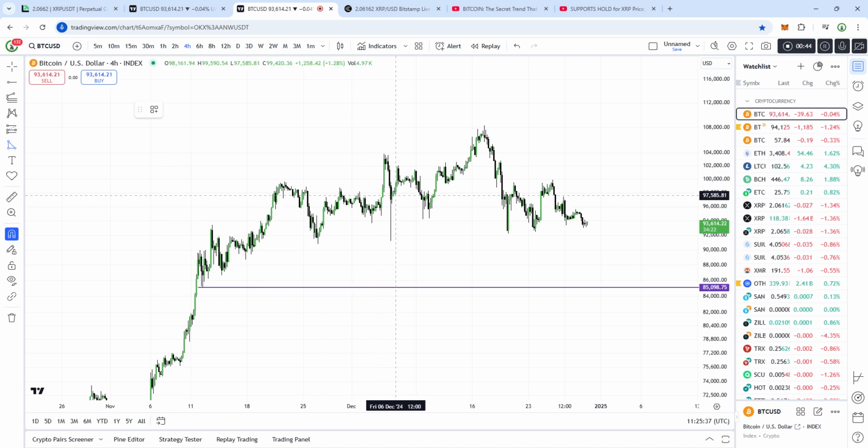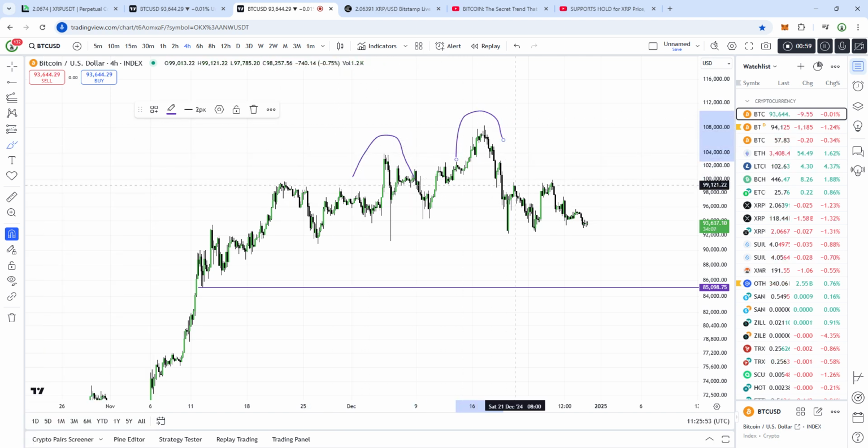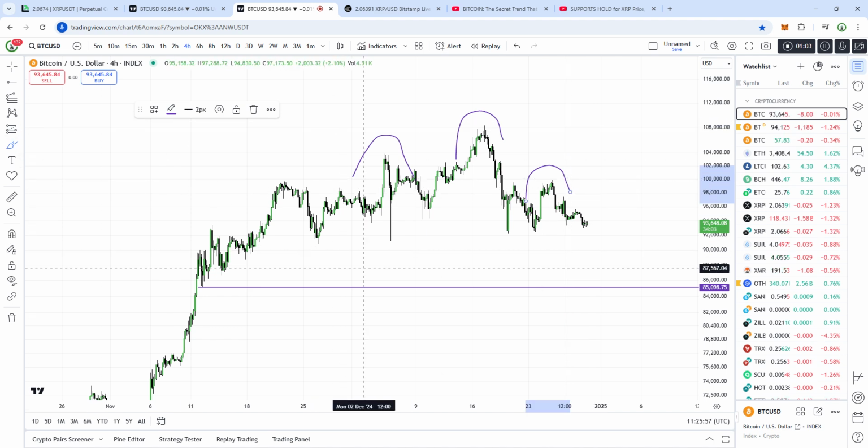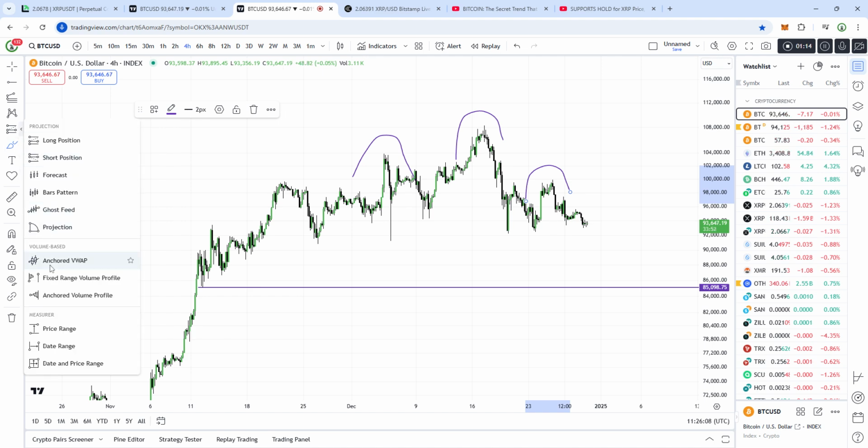I'm not convinced that it's actually going to play out though, and here's what I think. Essentially, you've got your left shoulder here, you've got your head here, and you've got your right shoulder here. Okay. Now, typically, what happens is that you take a measured move from the head, and that gives you your target for the breakdown.